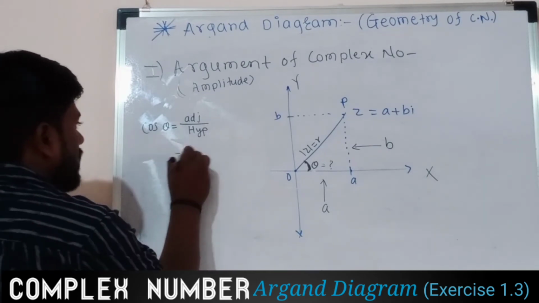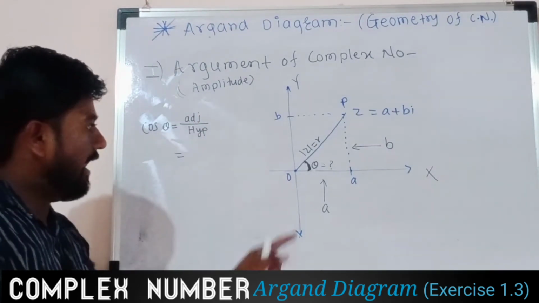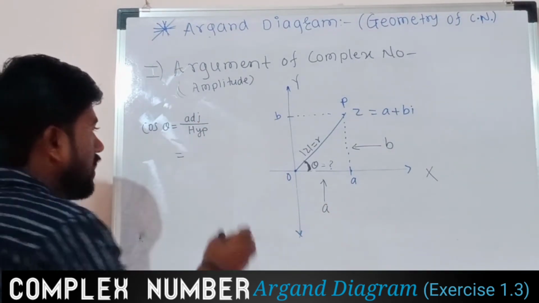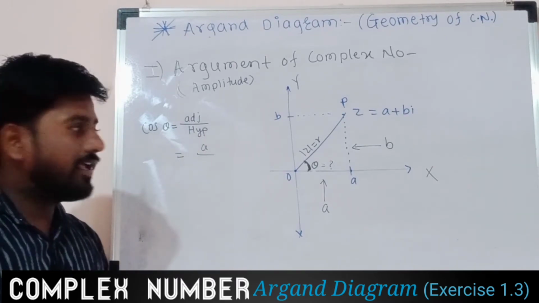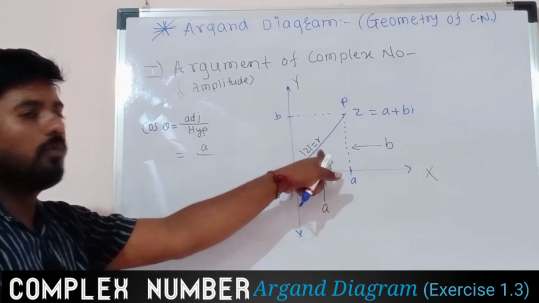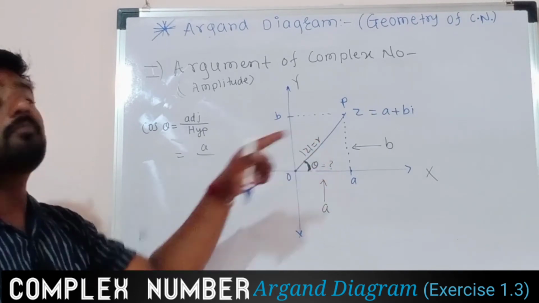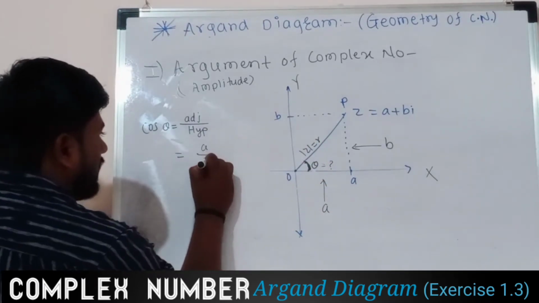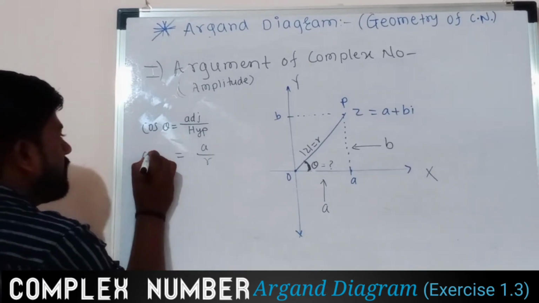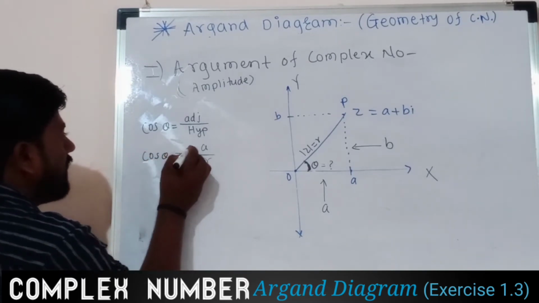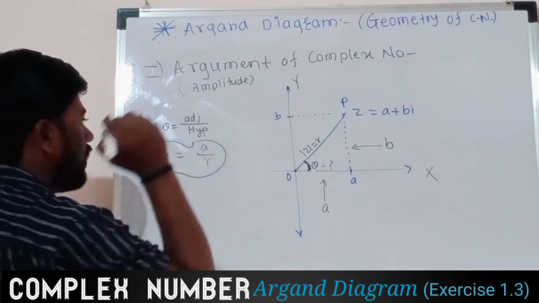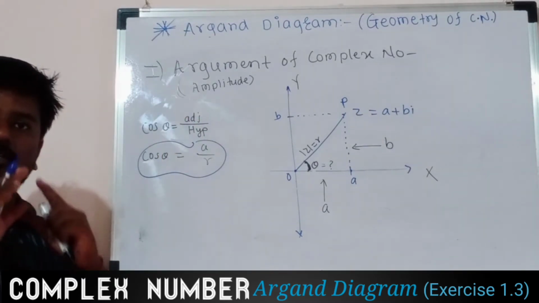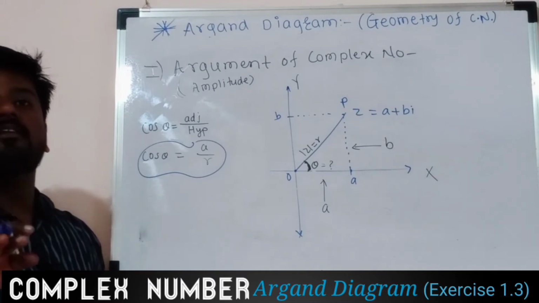So students, what is the adjacent side? The adjacent side is nothing but a. So I will write here a upon hypotenuse. What is the hypotenuse? The hypotenuse is nothing but the modulus, and that modulus is nothing but r, right? So I will write here r. This is nothing but cos theta, right? So cos theta. Students, in a similar way, you can find sin theta.